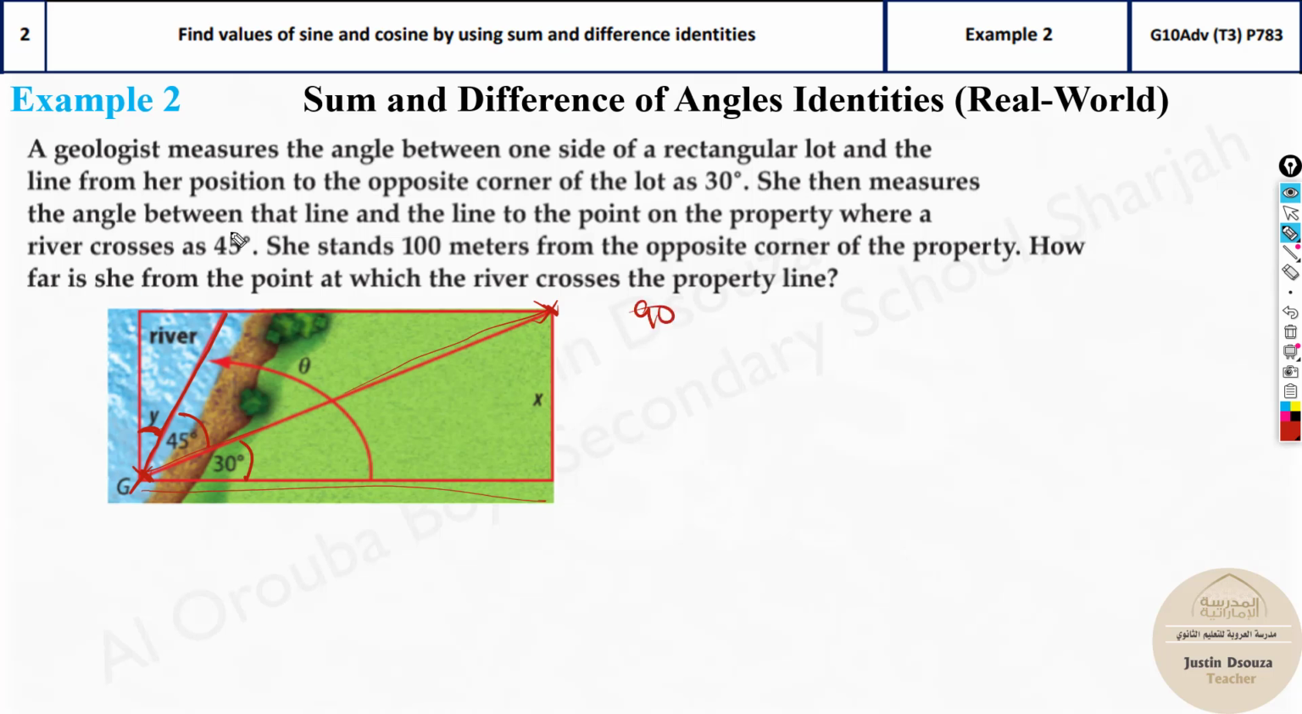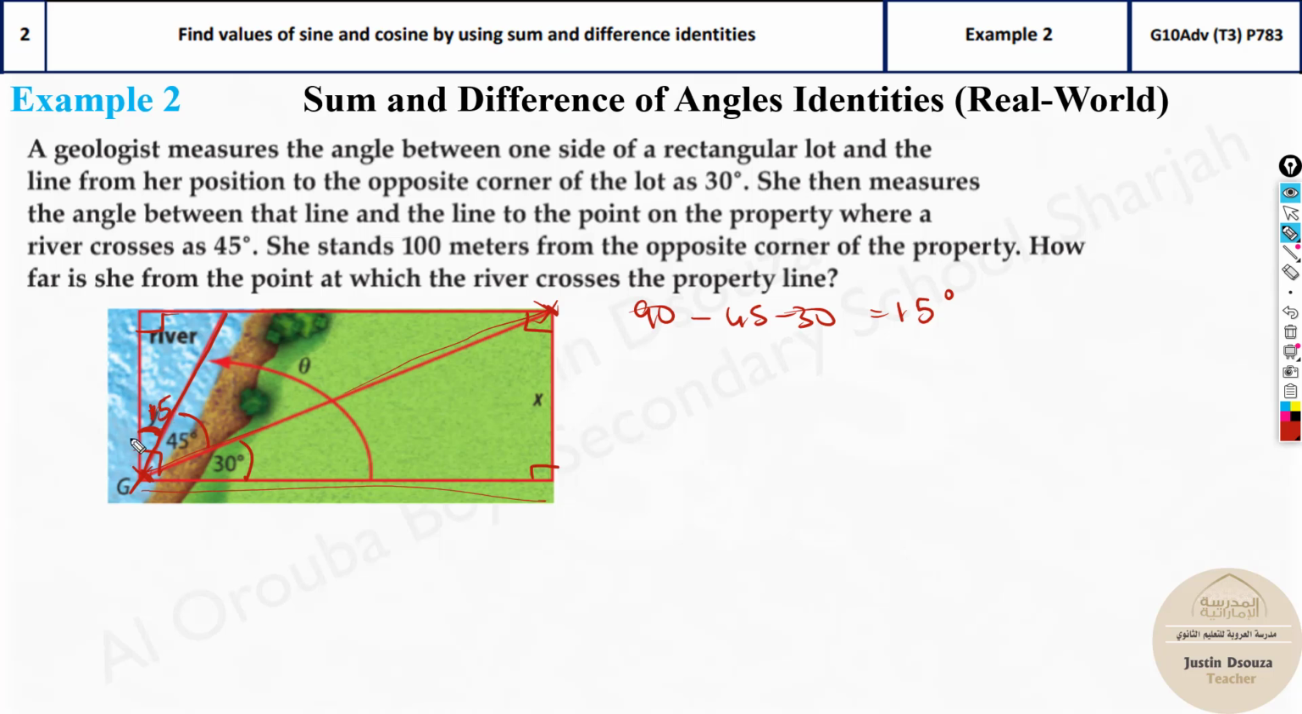It'll be 90 because it's a rectangular plot. All the corners are 90 degrees, isn't it? So we have 90 minus 45 minus 30. It will be 45 minus 30, that's 15 degrees. So this angle over here is 15 degrees.